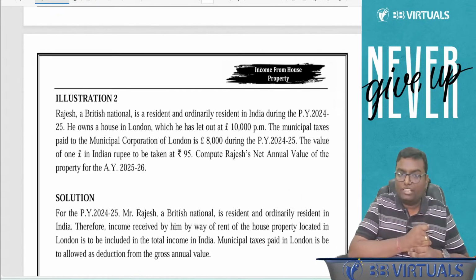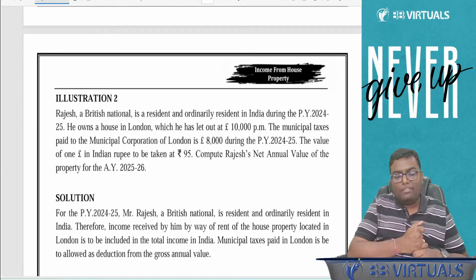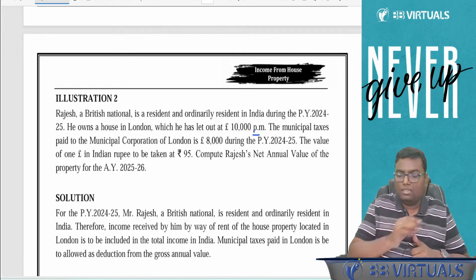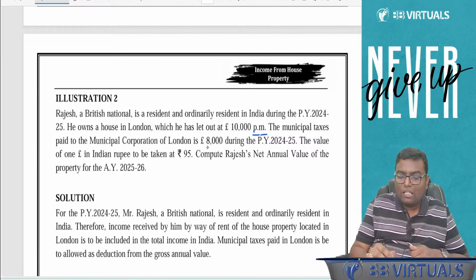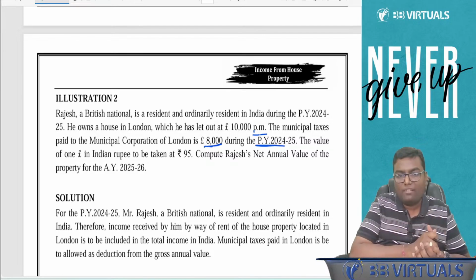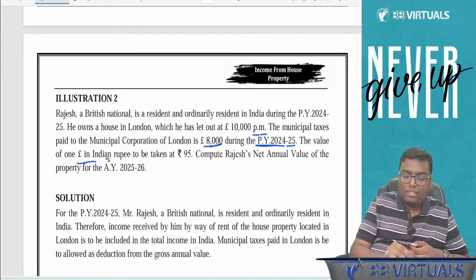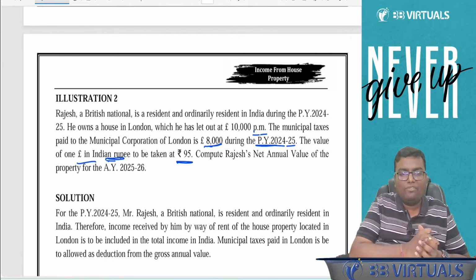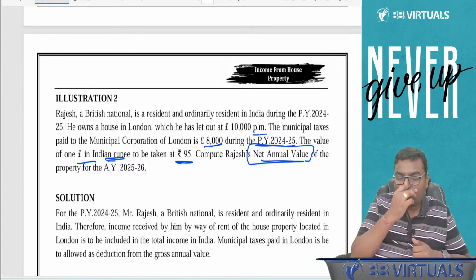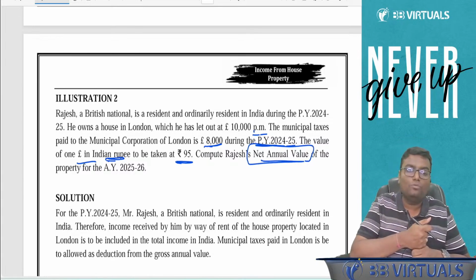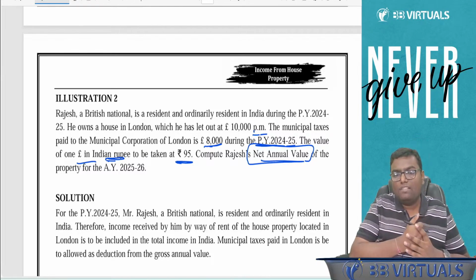Rajesh, a British national, is a resident and ordinary resident in India. During the year 24-25, he owns a house in London, which he has let out at £10,000 per month. The municipal tax paid to the Municipal Corporation of London is £8,000 during the year 24-25. The value of £1 to Indian rupee may be taken at rupees 95. Compute Rajesh's net annual value. They have not asked income from house property. They have just asked what is the net annual value. Calculate and tell me what will be the net annual value.